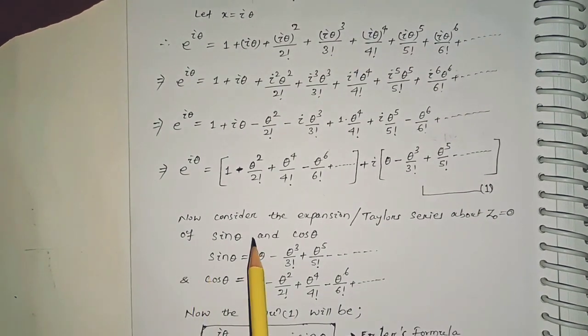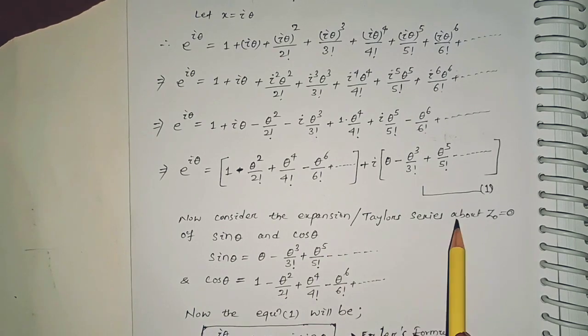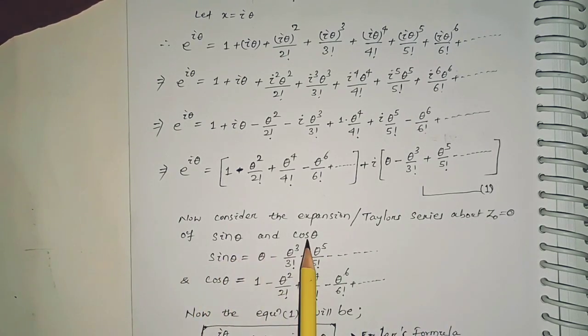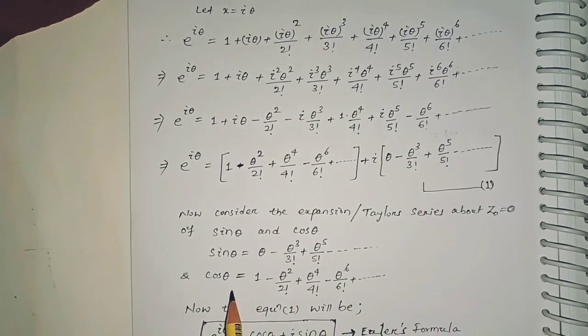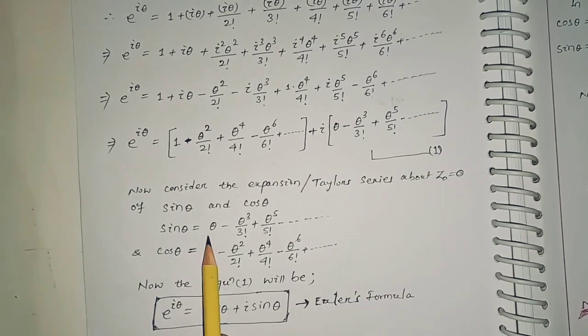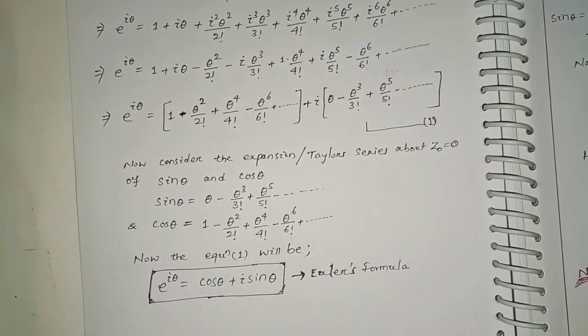Now consider the expansion or Taylor series about z0 equal to 0 of sin theta and cos theta. We know the expansion of sin theta is theta minus theta cube by 3 factorial plus theta to the 5 by 5 factorial minus and so on. The cos theta expansion is 1 minus theta square by 2 factorial plus theta to the 4 by 4 factorial minus theta to the 6 by 6 factorial plus and so on.